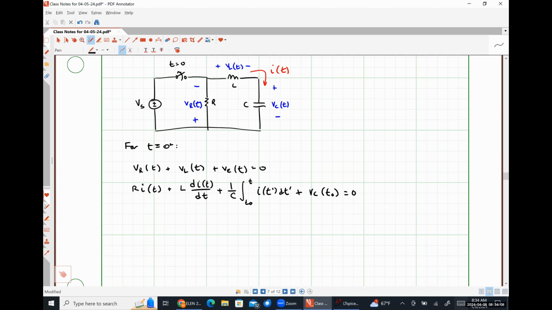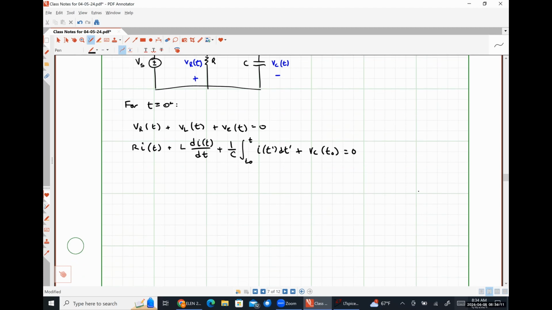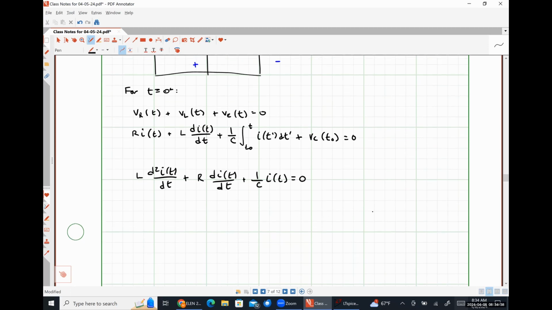And once again, I can simply just take the derivative of both sides. And so that's going to give me L times the second derivative of my current plus R times the first derivative of my current plus 1 over C times my current is equal to 0, where the derivative of Vc at t naught is 0 because that's a constant term.